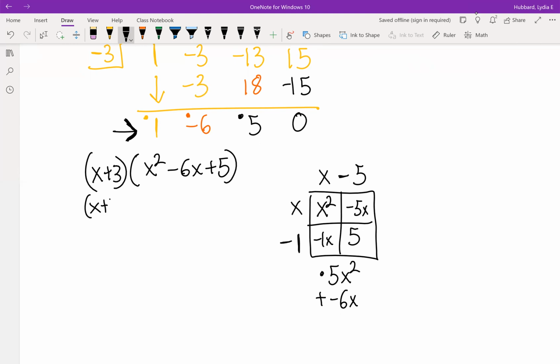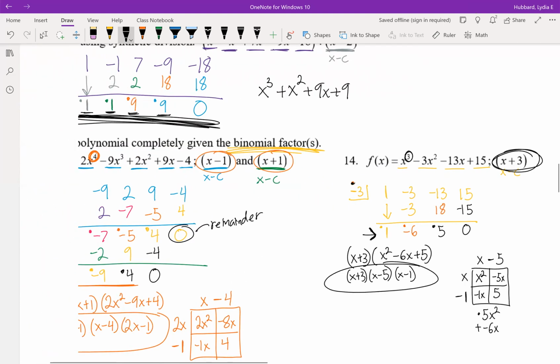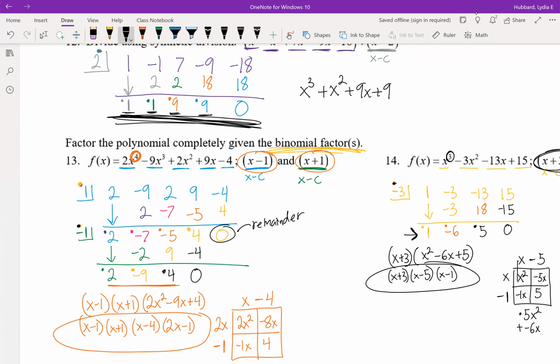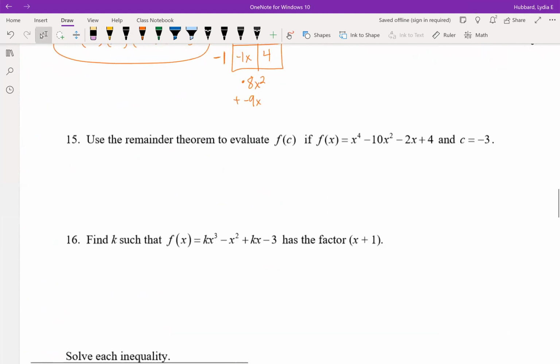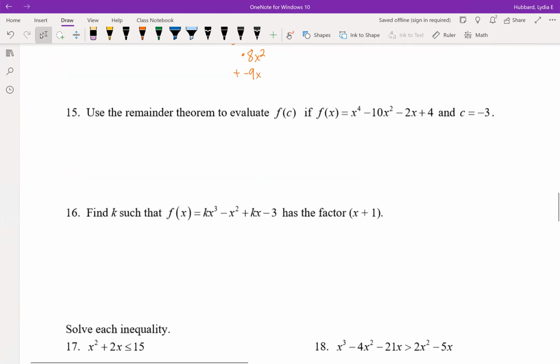So I'd write this as x plus 3, x minus 5, x minus 1. And that would be my answer. And that is factored completely. And we know it's factored completely because we don't have any exponents left over. So when everything has an exponent of 1, that's how we know we factored it as far as we can. Okay, and we're getting to the end, kind of. Okay, moving on to the next one.